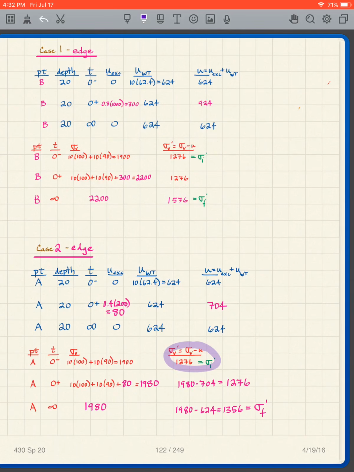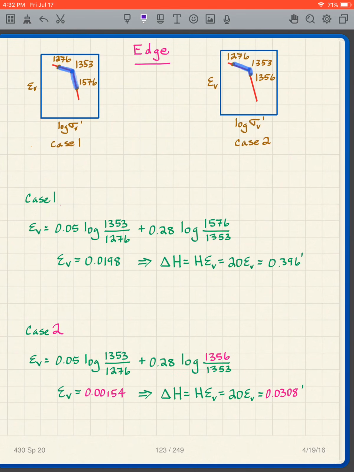Sigma prime i, sigma prime f, and sigma prime p. Those are the important numbers here, and I use those to create my graph. We have previously calculated that sigma prime p was 1353. That stays the same. So I put on the sigma prime i and sigma prime f.